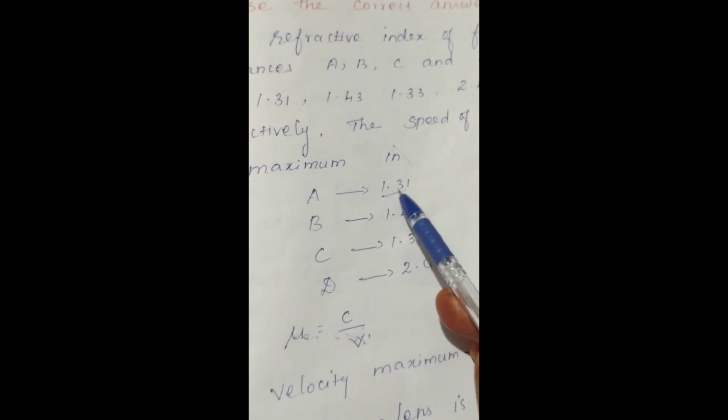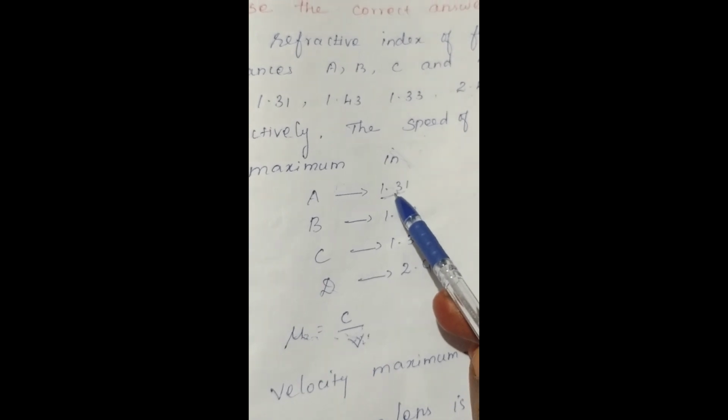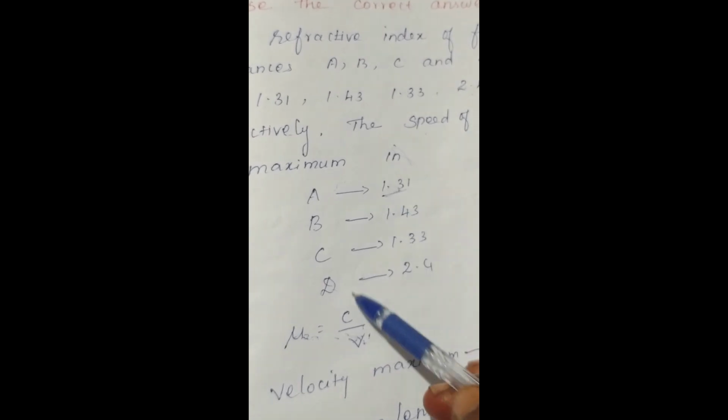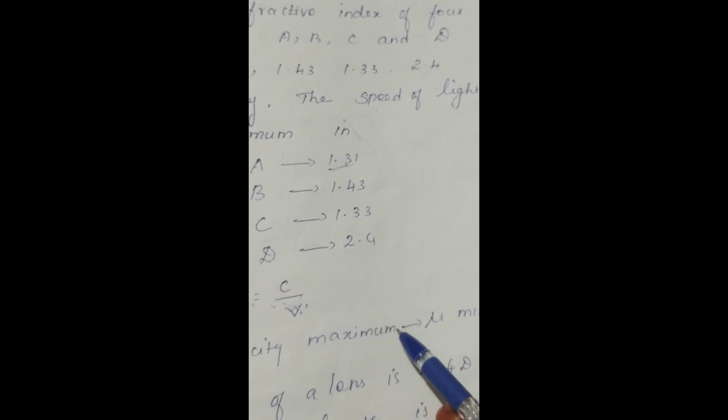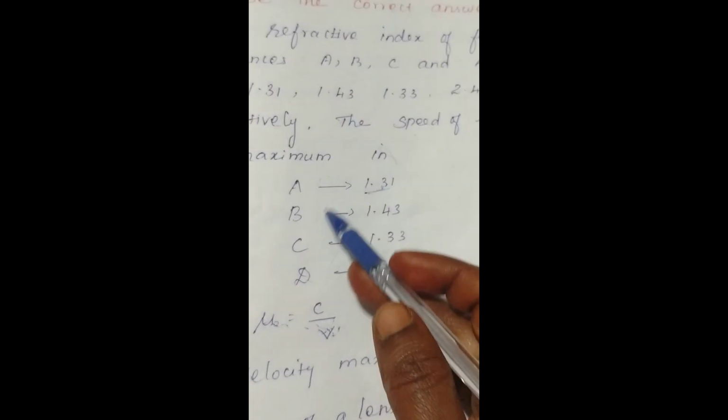Yes, the first one. So here the refractive index is low, so in this medium the velocity is maximum. Velocity is maximum when the refractive index is minimum. So this answer is medium A. What's the answer? Medium A. Just mark this question A.